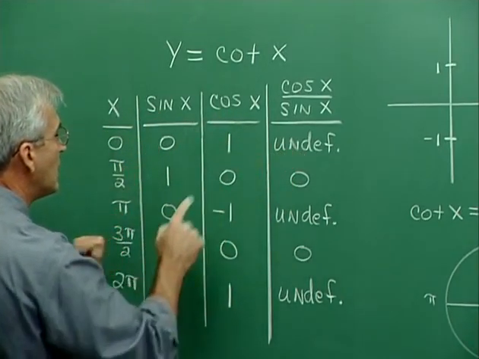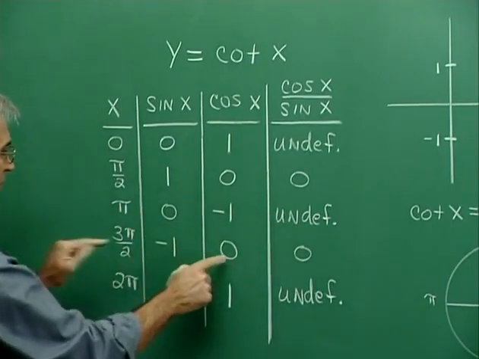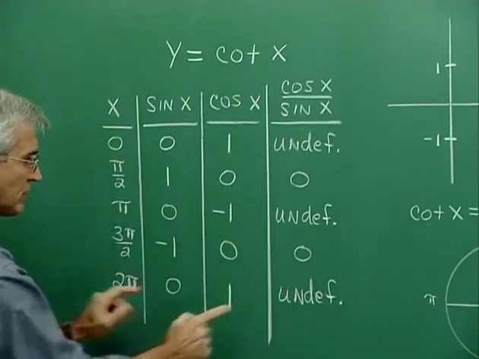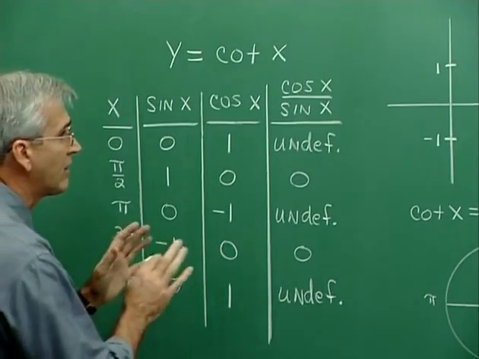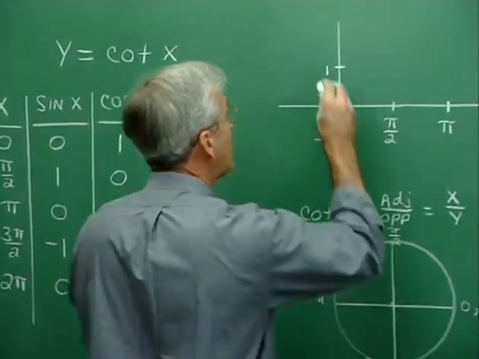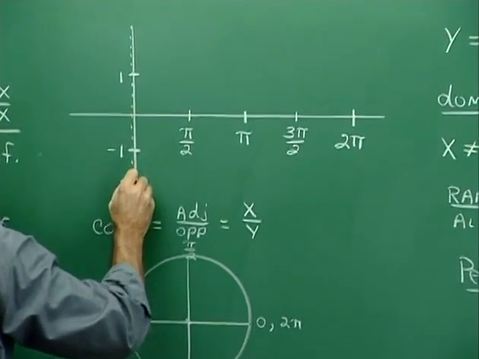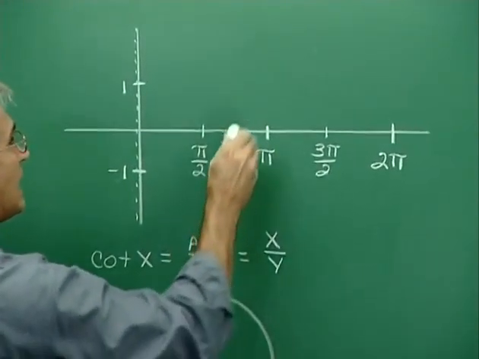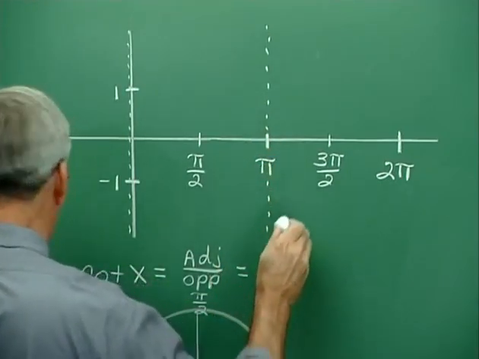Well, at any rate, with the cosine over sine: 1 over 0, that's undefined. 0 over 1, that's 0. Negative 1 over 0, that's undefined. 0 over negative 1, that's 0. 1 over 0, undefined. We know what happens at these undefined spots. Let's identify them on the coordinate plane. So we have an undefined situation at 0. That means we have a vertical asymptote here, and again at pi, and again at 2 pi.